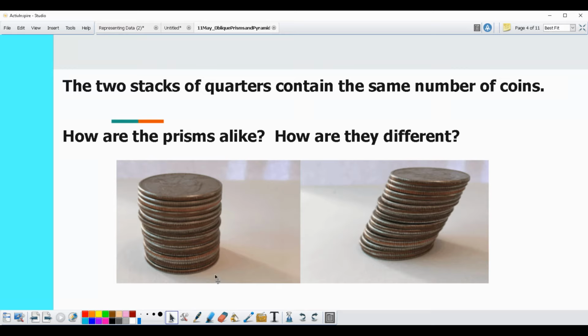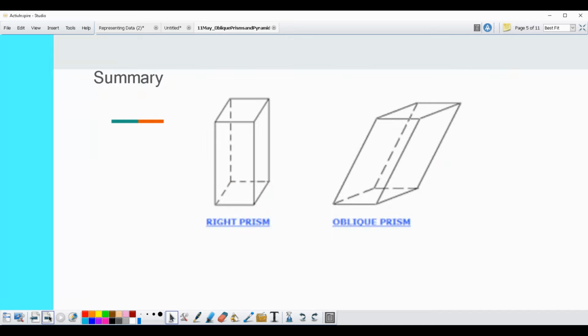This is a stack that looks kind of like a cylinder, and this one looks like a cylinder that's kind of slanted, and we call that concept oblique. That's what it means to be oblique. And you might be wondering, what the heck is this oblique stuff? So, in summary, here we have what would be called a right prism. This would be an oblique prism. The right prism is very similar to the oblique prism. One is just slanted.